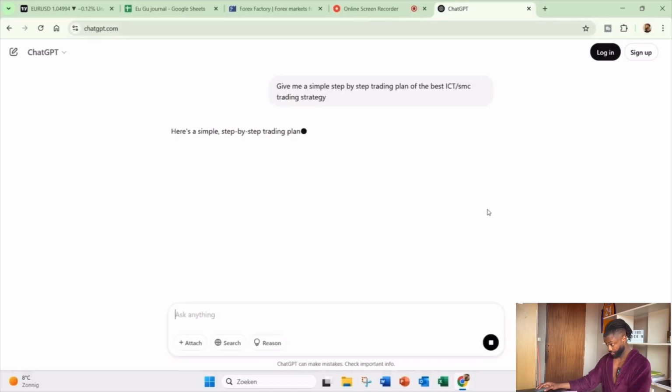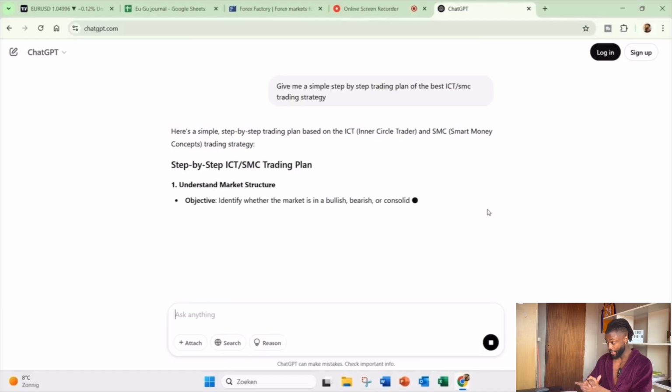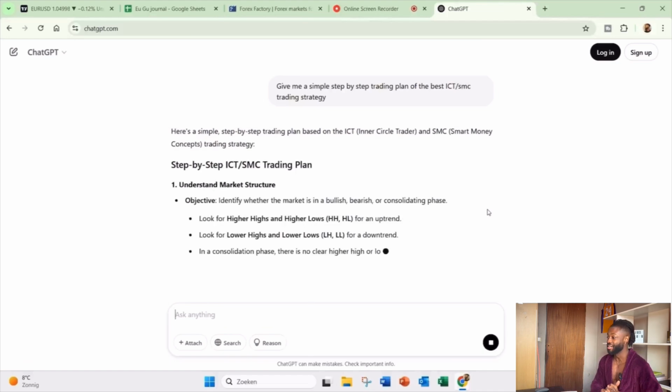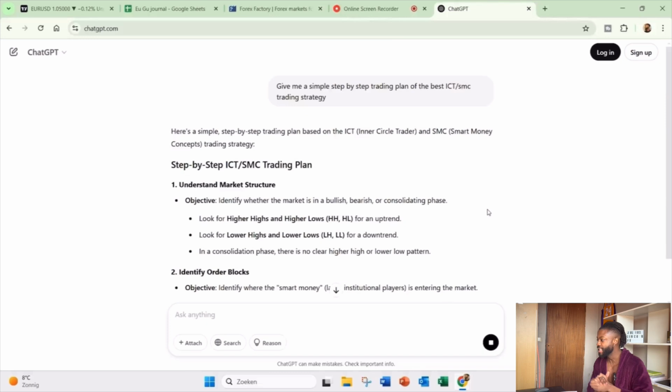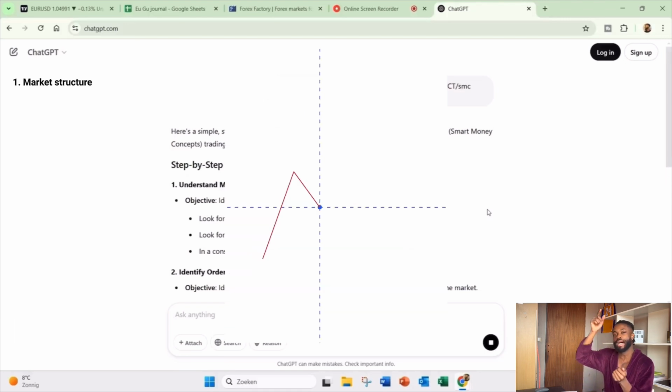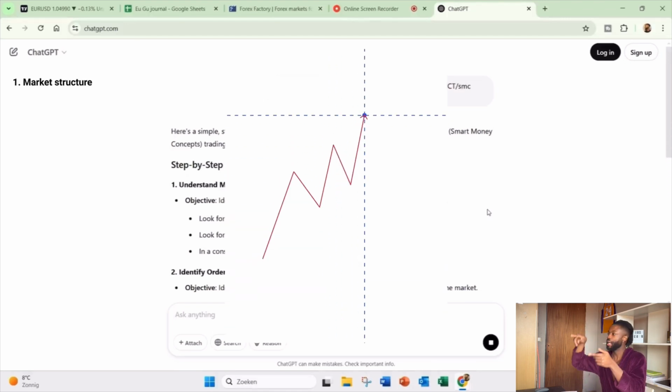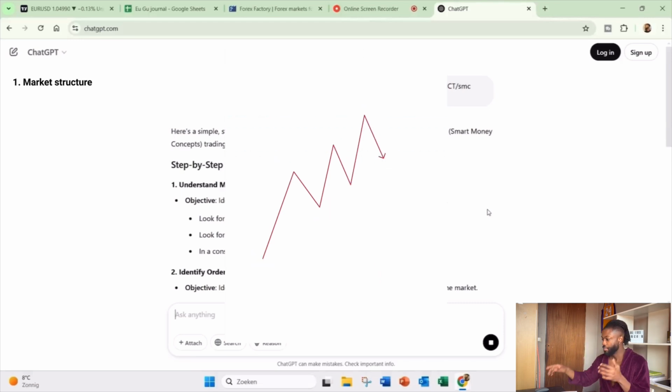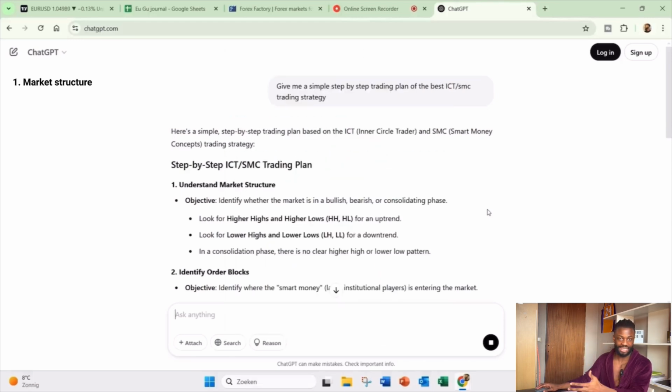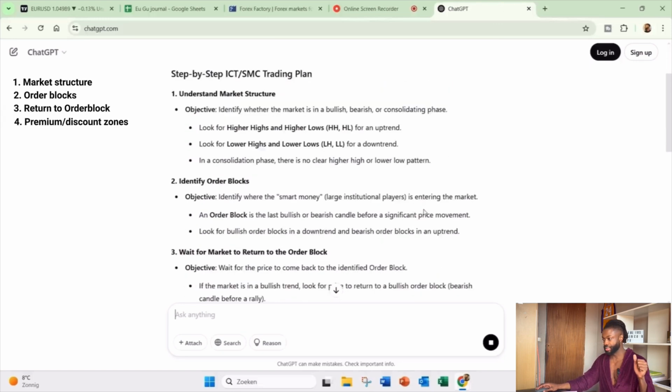All right, here's a simple step-by-step trading plan based on the ICT and SMC trading strategy. Okay, so understanding market structure. Now, of course, this is self-explanatory. Higher highs, higher lows, lower low, higher low, lower low, you know what I'm saying? But look, we're going to get into it when we backtest it, so I can show you how we do the market structure thing.